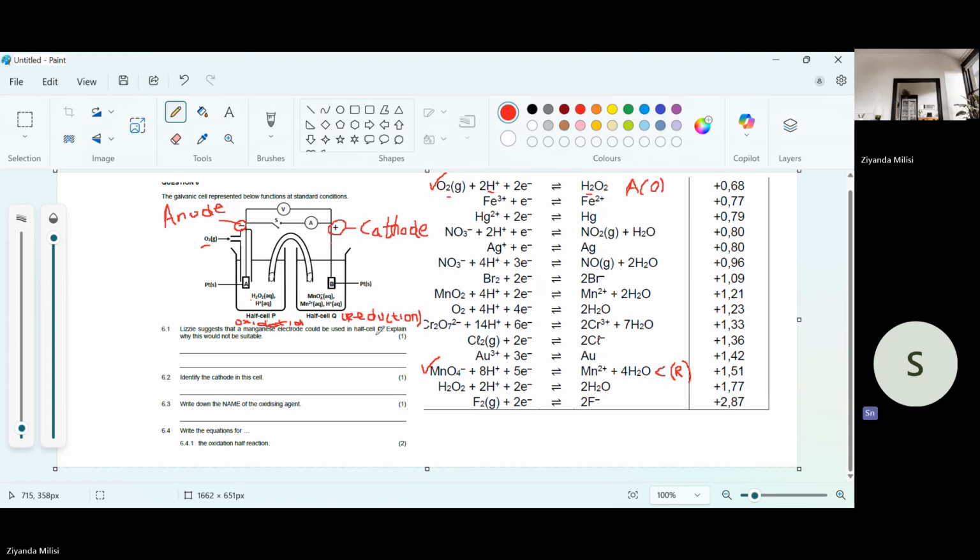Lizzie suggests that a manganese electrode could be used in half cell Q. Explain why this would not be suitable.